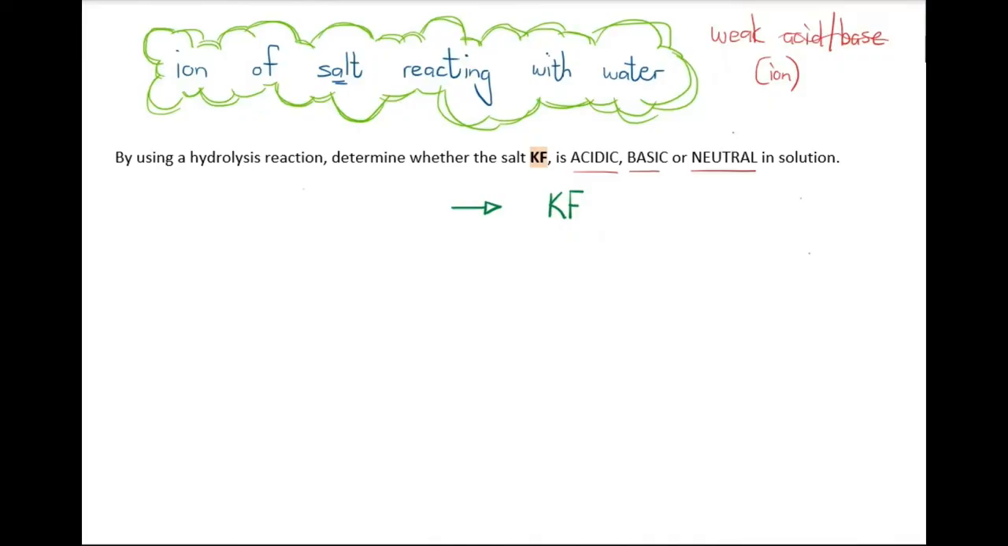The hydrolysis reaction means that one of my ions has to react with water. So what do we do? We break our salt into its ions. Just what does it consist of? K and F. There is one of each, and we know that potassium is in group 1, therefore it has a positive charge, and fluoride will have a negative charge. Right, so our salt consists of potassium ions and fluoride ions.